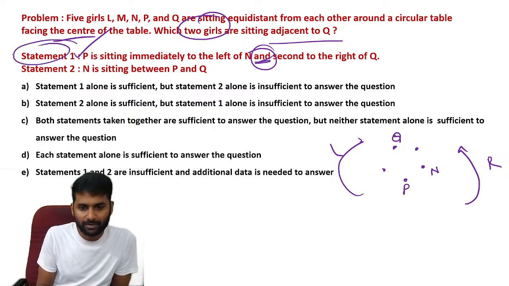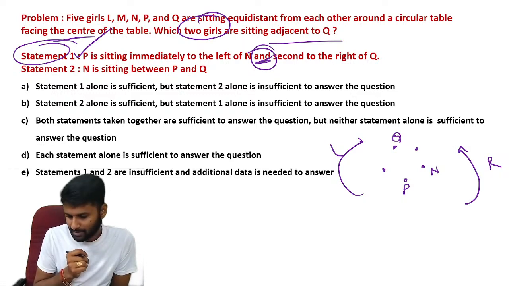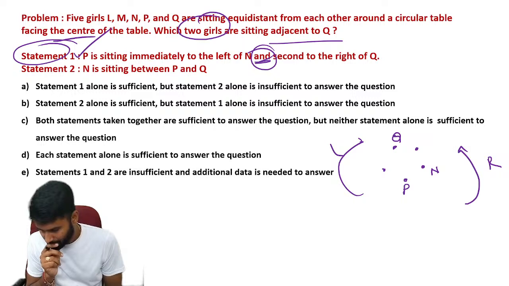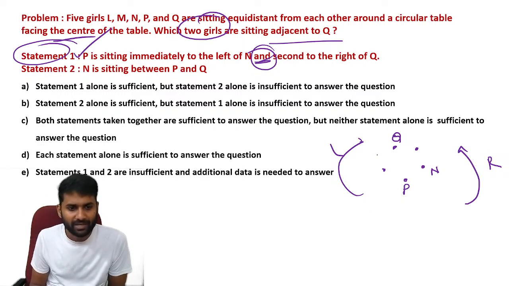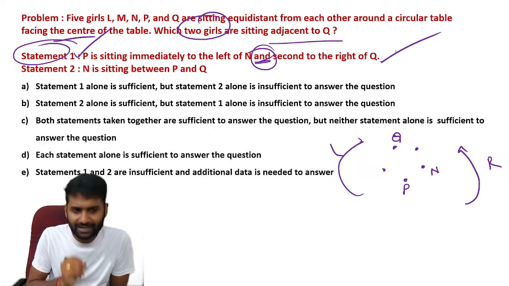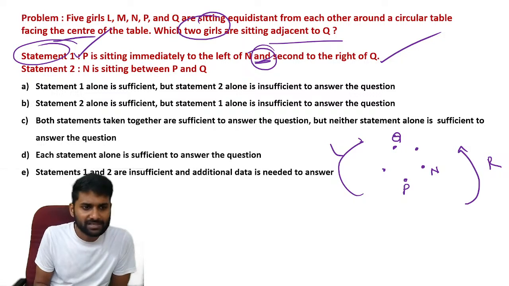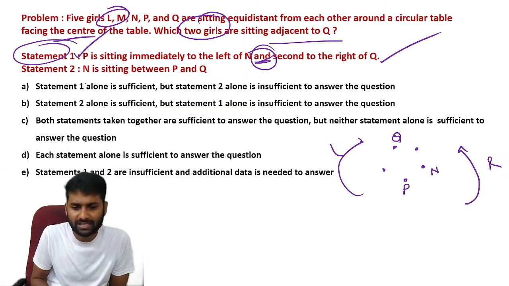So from statement number 1, can I conclude who is adjacent to Q? Can I conclude it with statement number 1? Yes, we can conclude, guys. We can conclude it with the help of statement 1 itself. Why? Because there are two persons left after this arrangement, L and M. So we can conclude it with statement number 1.